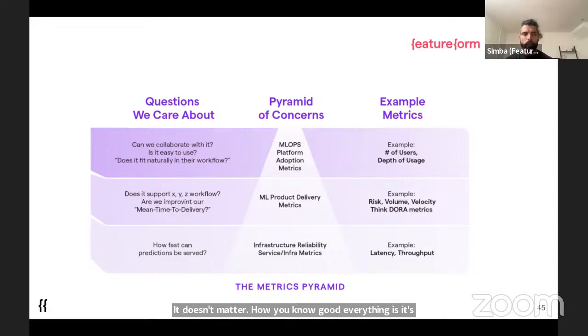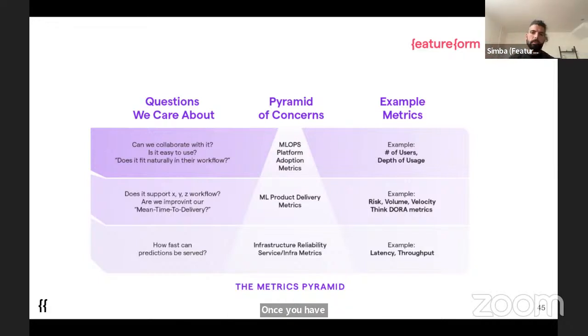Can you train a model? Can you build your data sets? Can you deploy that model? Can you do that all quickly? Is it serving fast enough? Is the latency good? Is the uptime good? Is the throughput good? Once you have that, then you get to the next layer.